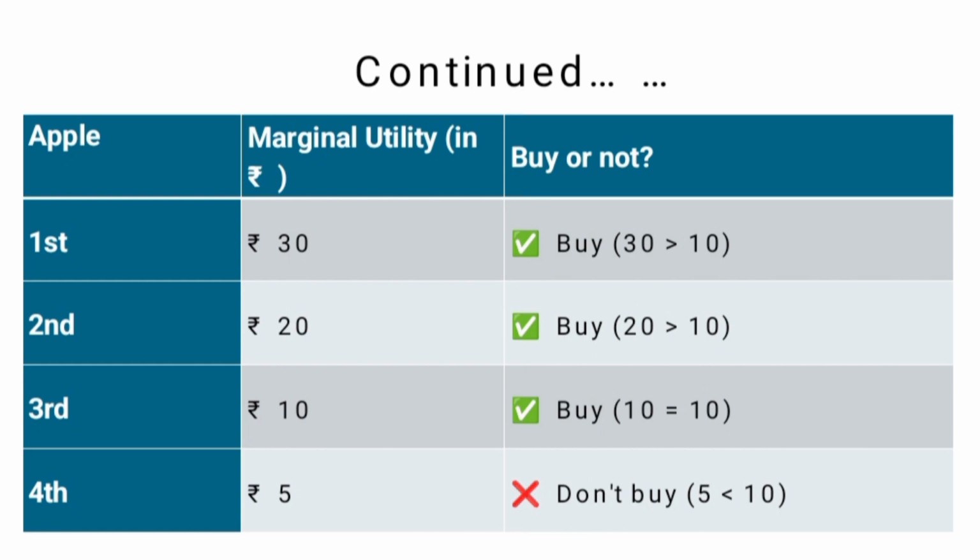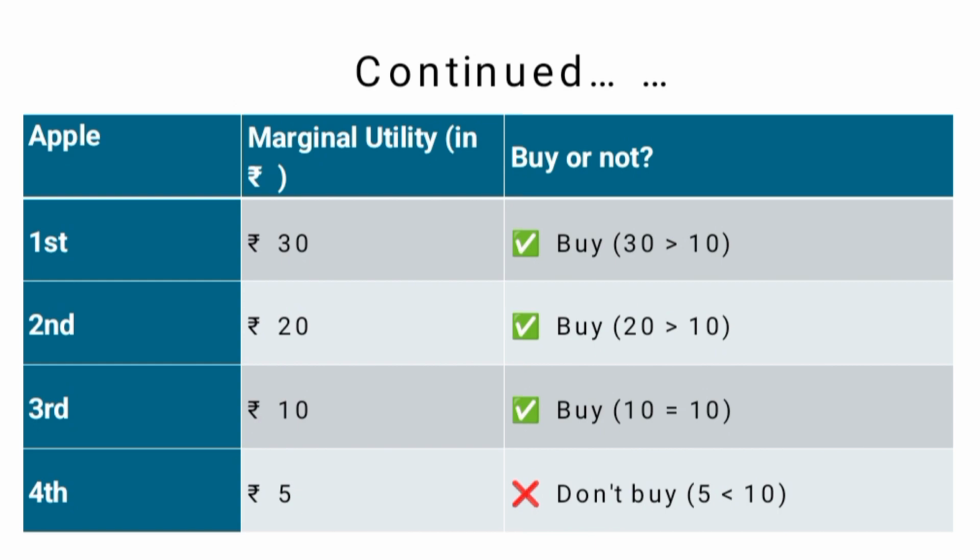Here is a tabular form. Each apple costs 10. For the first apple, marginal utility is quantified as rupees 30. Because your marginal utility is greater than the cost of the apple, you will purchase it. Buy or not? Yes, buy, because marginal utility is 30, which is greater than 10. Then for the second apple, your marginal utility decreases to rupees 20, which is also more than the cost of the apple, so you buy it. And for the third additional unit, your marginal utility is 10 and the cost is 10, so 10 is equal to 10.